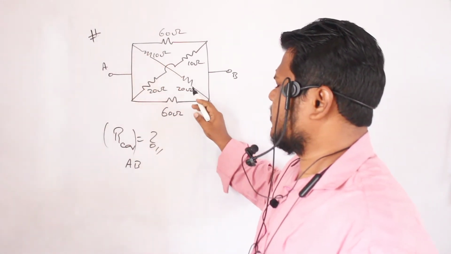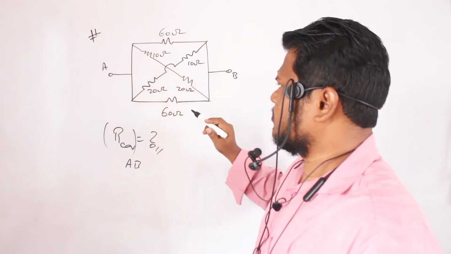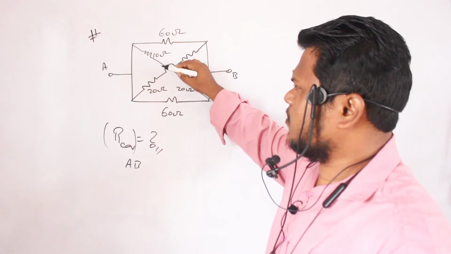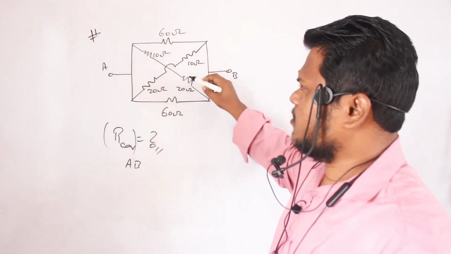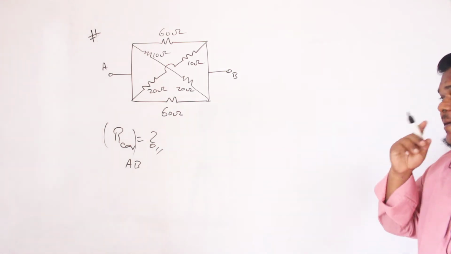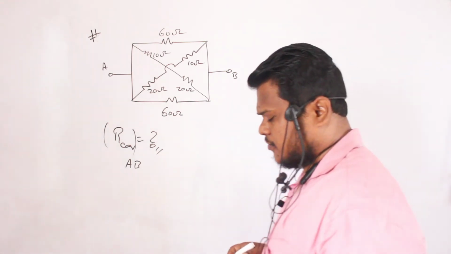This is 10, this is 20, and this is 20, this is 10. And these two branches are not touching each other. One is crossing. This symbol indicates that this branch and this branch are not touching each other. Come on. How can I do this calculation?